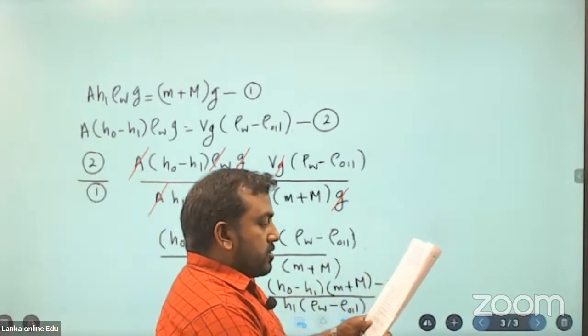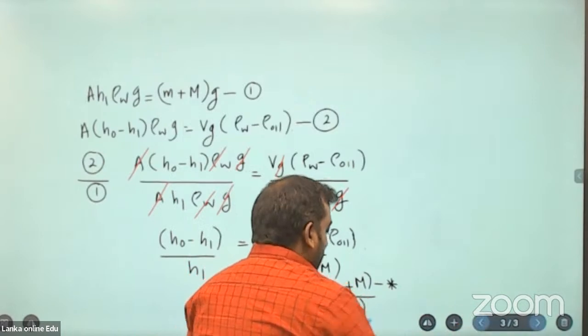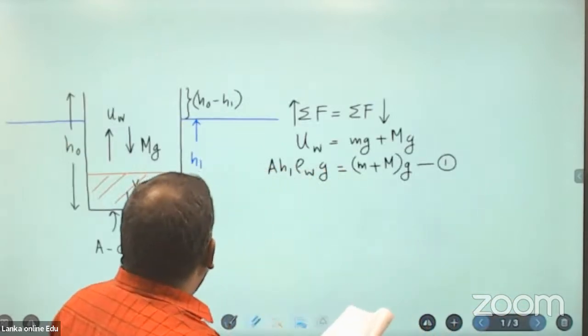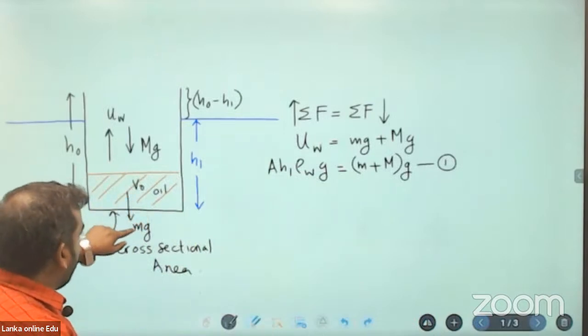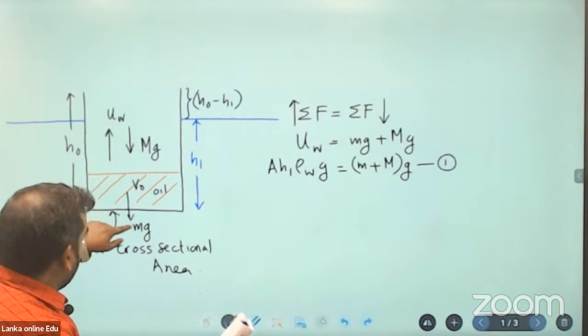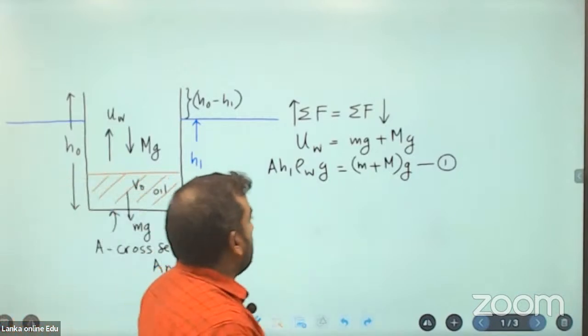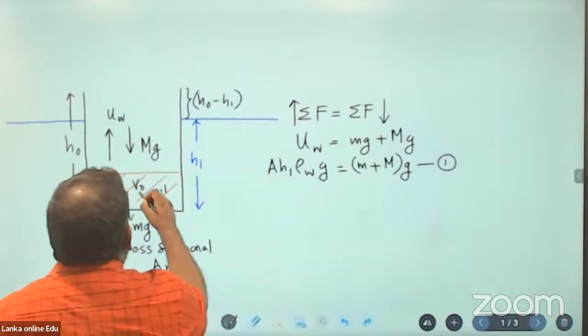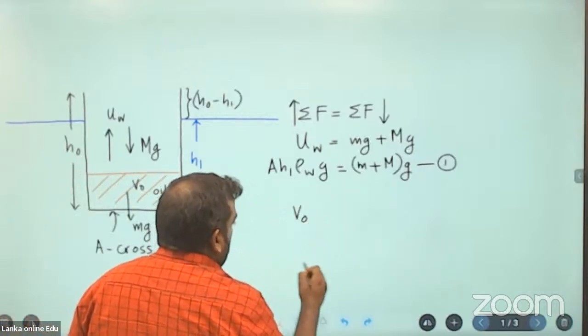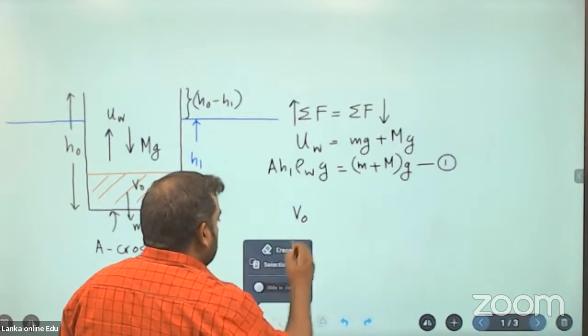They are asking the ratio V over V naught. V naught is the initial volume. Let me go back. This initial volume has an initial weight, which is already given. So for the initial volume V naught, if I want, I can do it here.